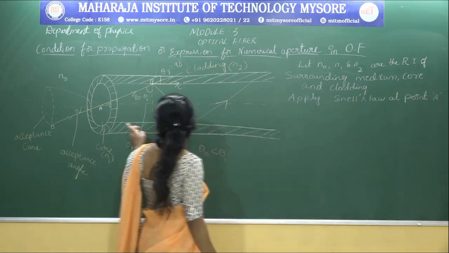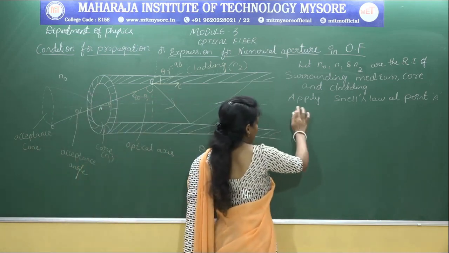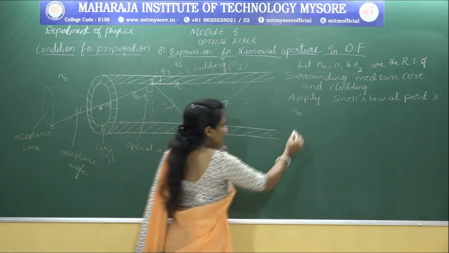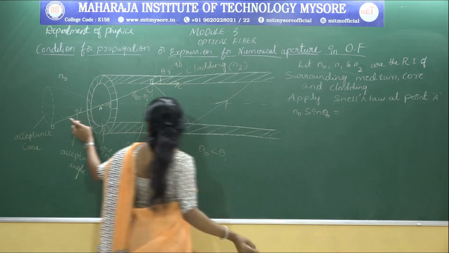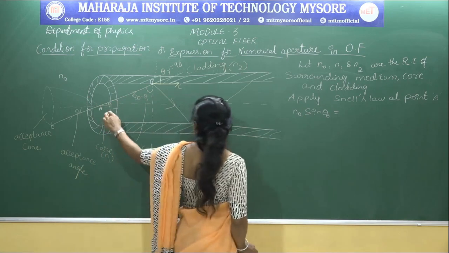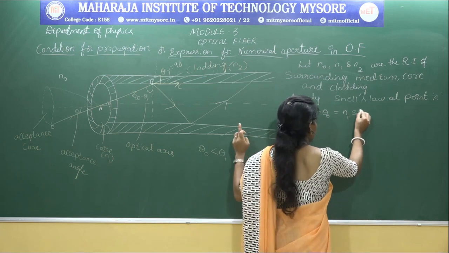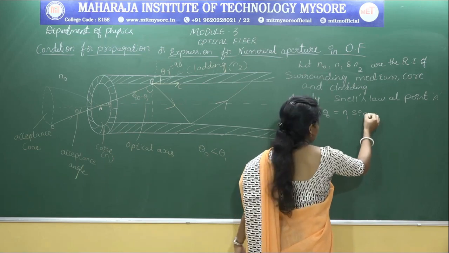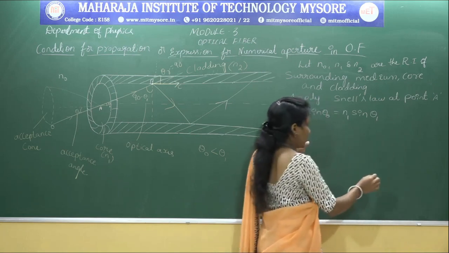At point A, what will we get? The refractive index of the surrounding medium is n0 and the angle it forms is theta naught, so n0 sin theta naught. Then the ray of light incident inside the optical fiber, the core, has refractive index n1 and makes the angle theta 1, so n1 sin theta 1. This is at point A.